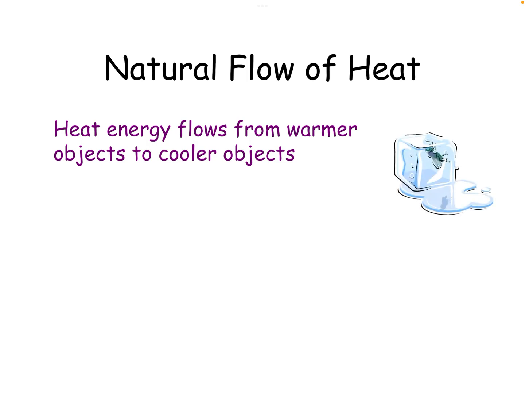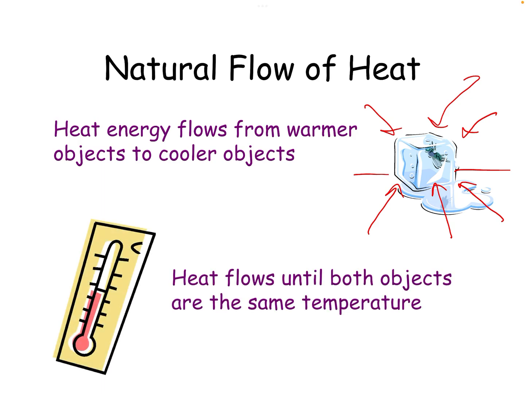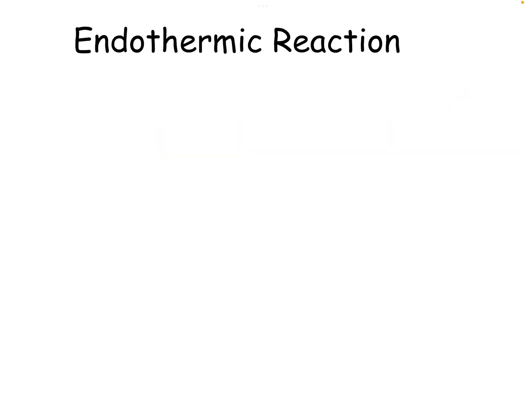So here we have an ice cube melting. Let's say it's on a table or something. There's going to be heat coming from the table. There's going to be heat coming from the air. And so because the heat is going into that ice, it's going to melt. And heat's going to flow until both temperatures are the same. It's not going to be like an even, like middle, but it's going to be somewhere in between.